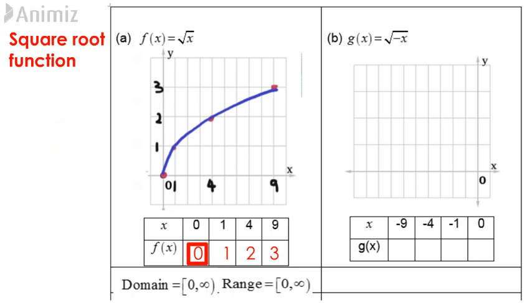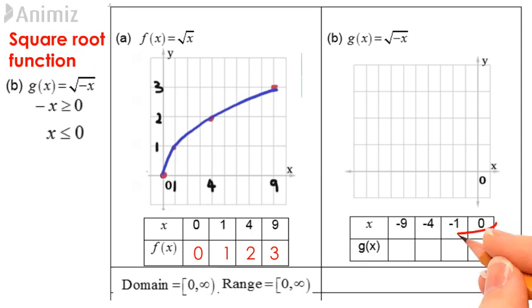We move on to sketch the graph of square root of negative x. The input of negative x must always be greater than or equal to 0. This implies x is always less than or equal to 0. That means we can only substitute 0 or negative real numbers into x. Substitute x as 0, -1, -4, -9, as these numbers are perfect squares when multiplied by -1.